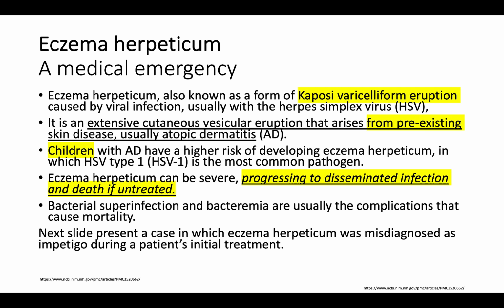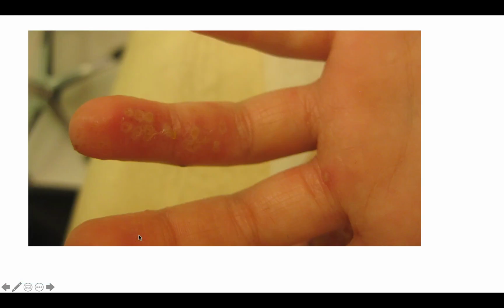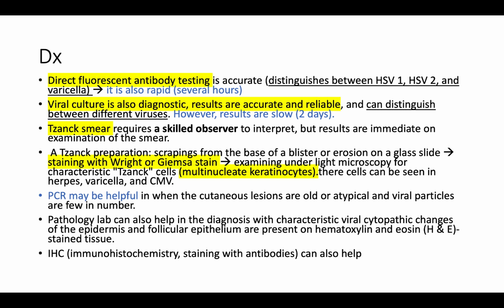cause, especially in children. For example, this girl had multiple groupings of punched-out ulcers with local dissemination over the frontal, periorbital and perioral areas. These are perioral, all these lesions. They had told her she had severe dermatitis, but it turns out this is eczema herpeticum, and if you look you can see these tiny eruptions with the clearing around them. And then there is bacterial superinfection on top of that.